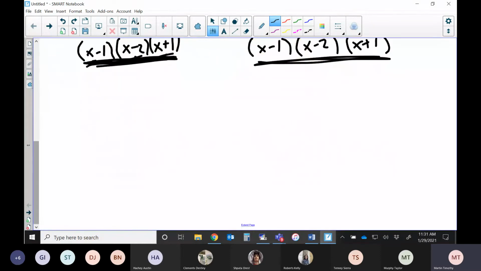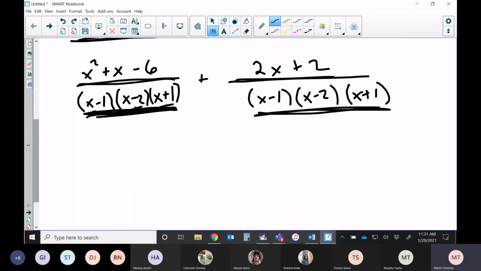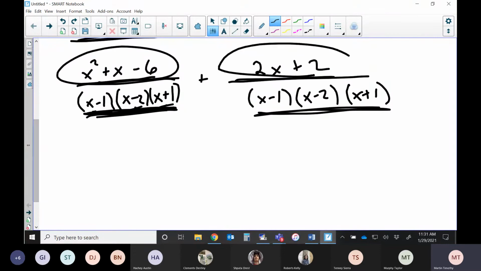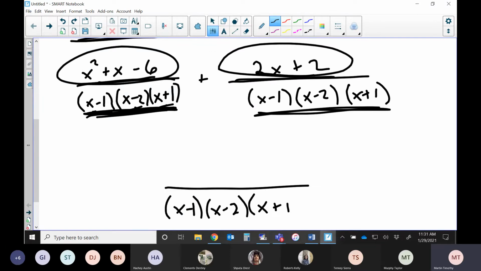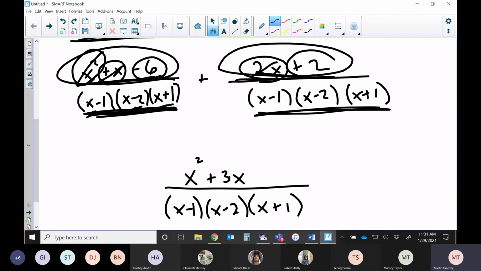And finally, I do the last thing, which is combine the tops, keep the bottom. So I already know what my bottom is going to be. It's going to be x minus 1, x minus 2, and x plus 1. And finally, combine like terms. There's no other x squared, so it's just x squared. I'm going to combine an x and a 2x and get 3x. And then finally, a -6 and a +2 make a -4.